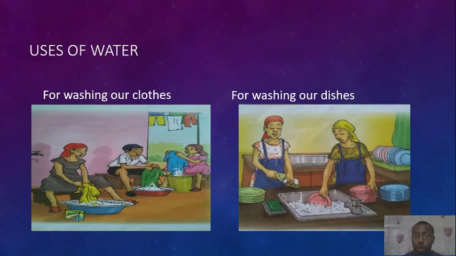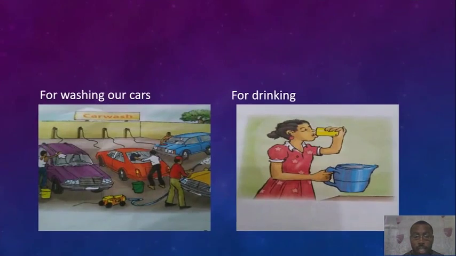Now the next one, for washing our dishes. When our plates are dirty, we have to wash our plates, right? So what do we use in washing our plates? Do we use sand? No. Do we use ash? No. We use water mixed with detergent. So we use water for washing our dishes. Now, we want to look at the next use of water. We use water for washing our cars. Anytime daddy wants to go out, he will always request that he should wash his car. What do you use in washing his car? Is it not water? So we use water for washing cars.